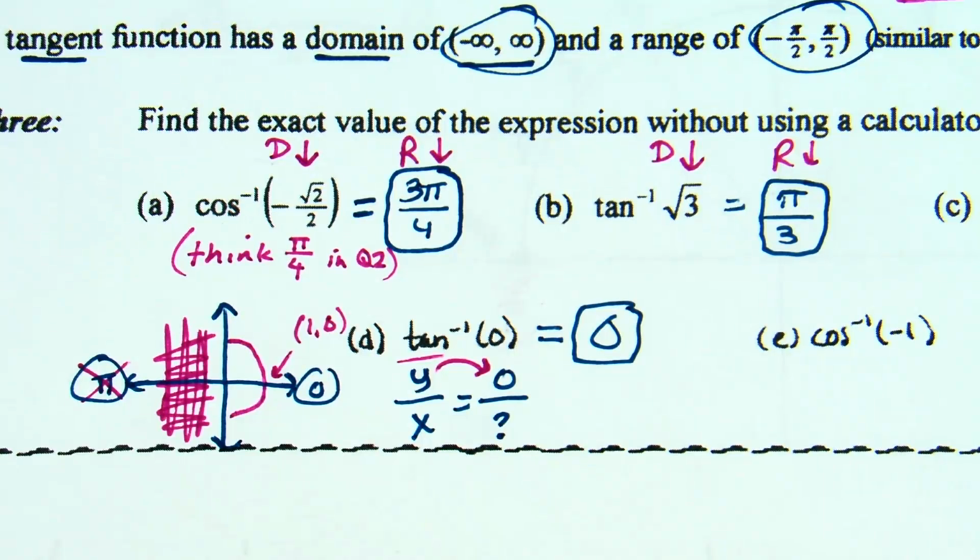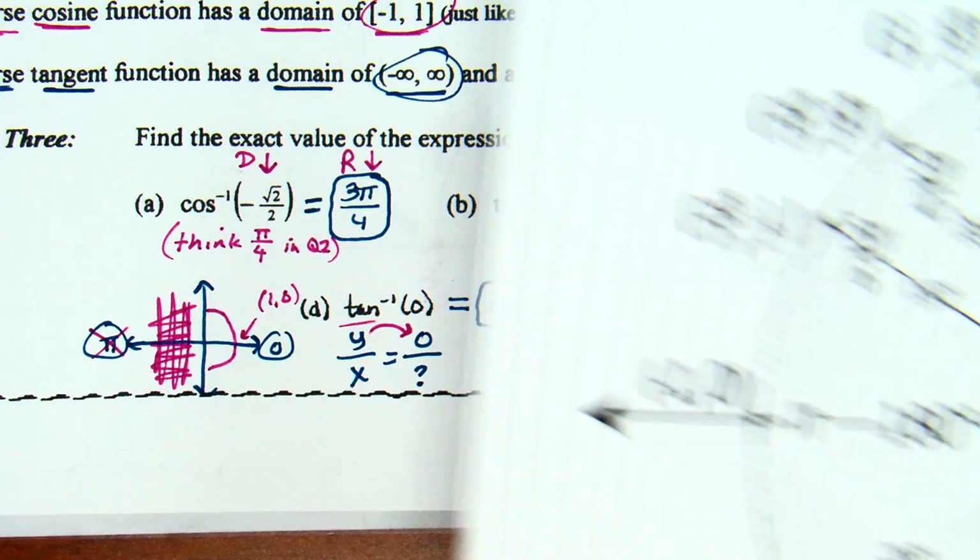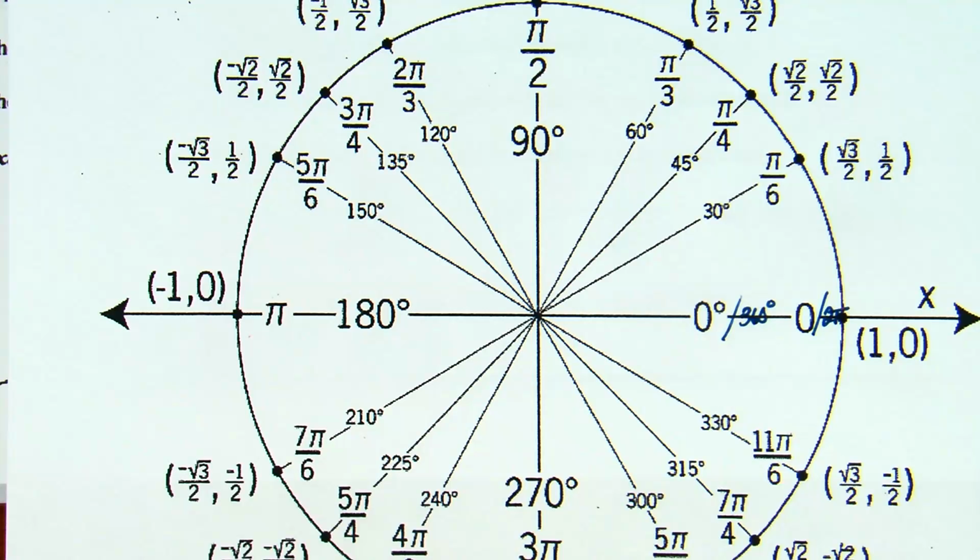One more. Cosine inverse of -1. So when does cosine equal -1? We don't have it in the chart. It's not in the chart. So think of it as a quadrantal angle. Zeros and ones are often quadrantal angles in cosine and sine.